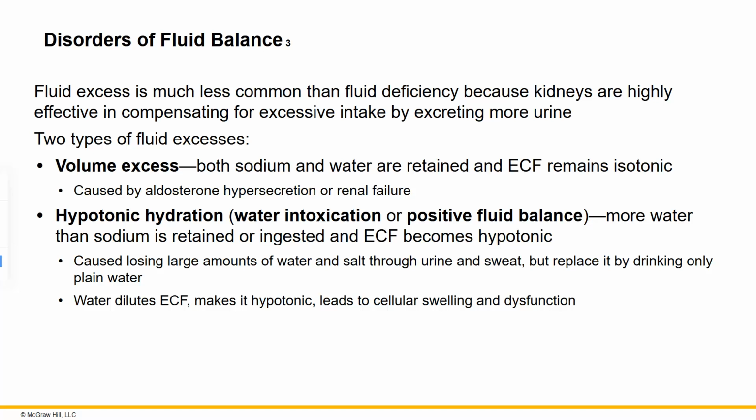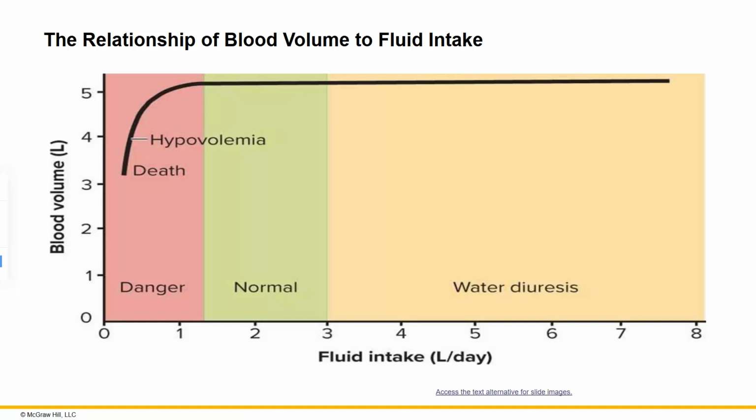Causes: losing large amounts of water and salt through urine and sweat, but replacing it by drinking only plain water. Water dilutes the extracellular fluid, making it hypotonic, and that leads to cellular swelling and dysfunction. So if you drink a ton of water, you can have water intoxication, and that can be deadly. So it's important that if you are doing strenuous exercise, instead of just drinking pure water, you drink something with electrolytes in it for a balance. And this shows the relationship of blood volume to fluid intake.